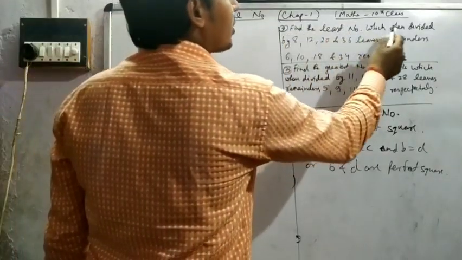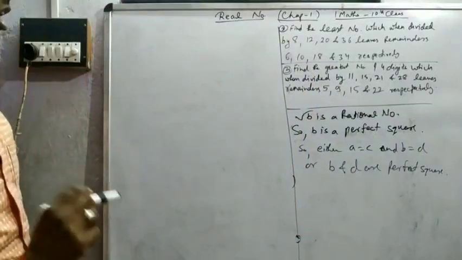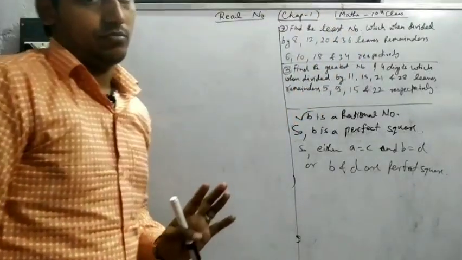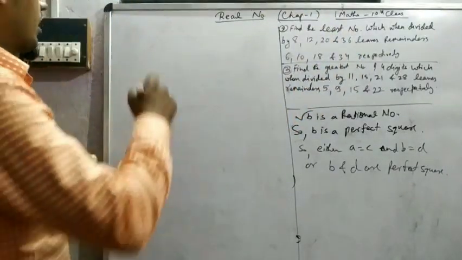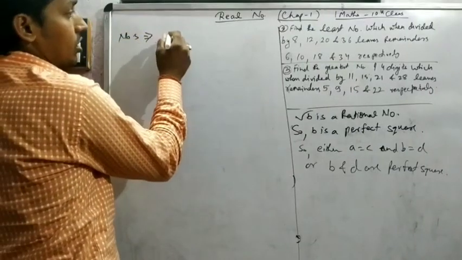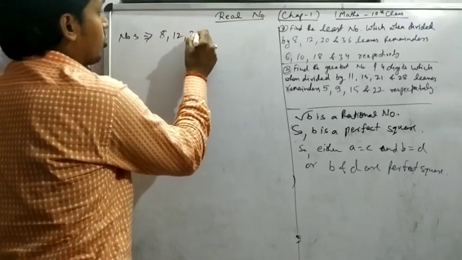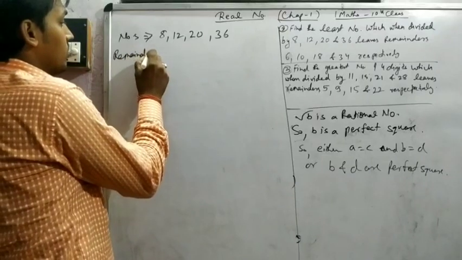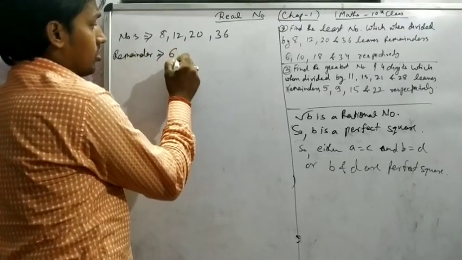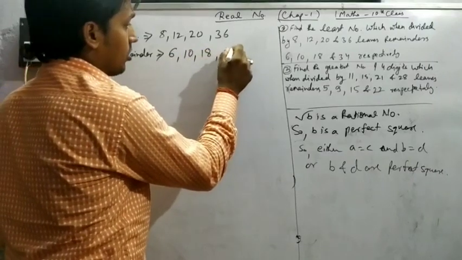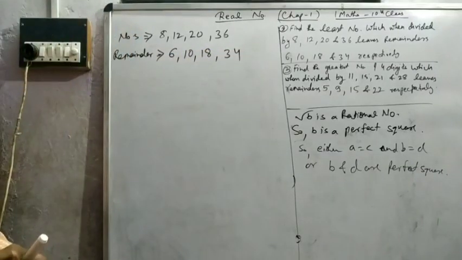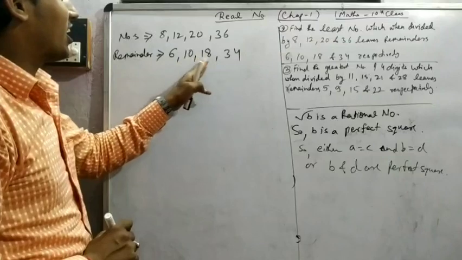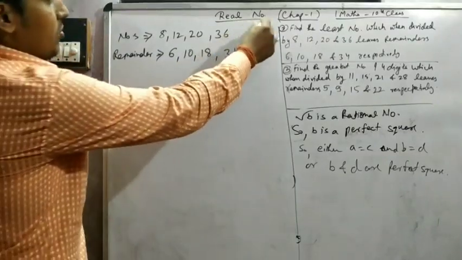Find the least number which when divided by 8, 12, 20 and 36 leaves remainder 6, 10, 18 and 34 respectively. In that type of question, the numbers are 8, 12, 20, 36 and the remainders are 6, 10, 18, 34. These are the numbers and these are the remainders.